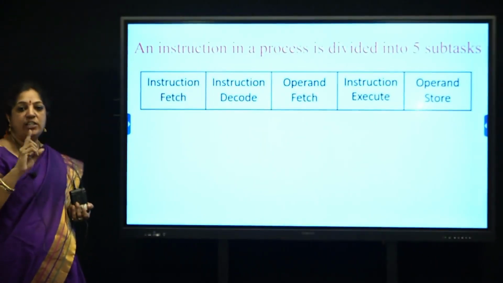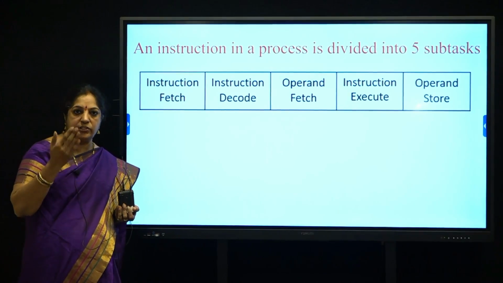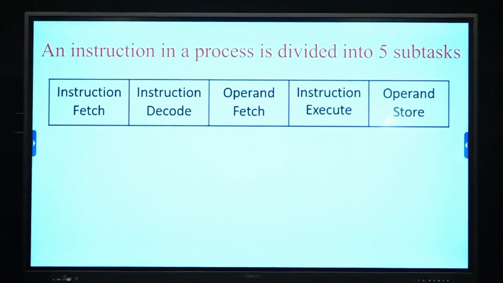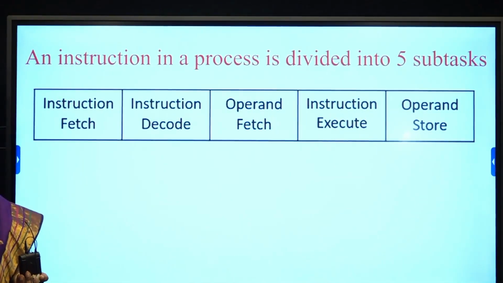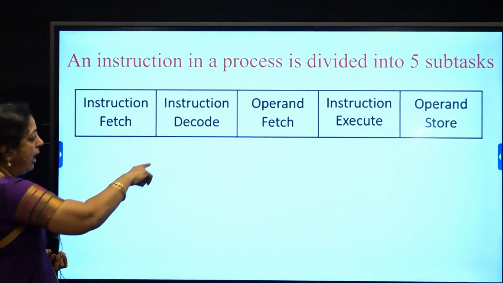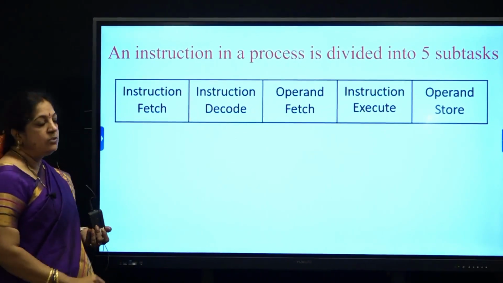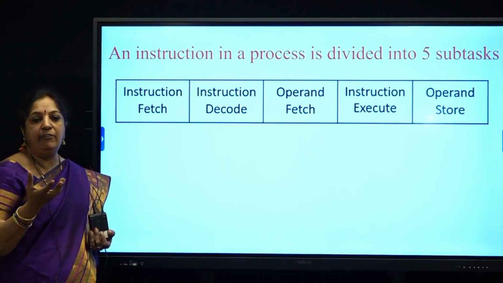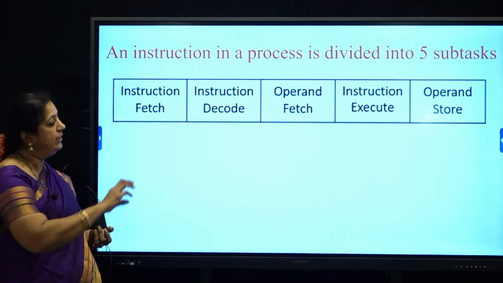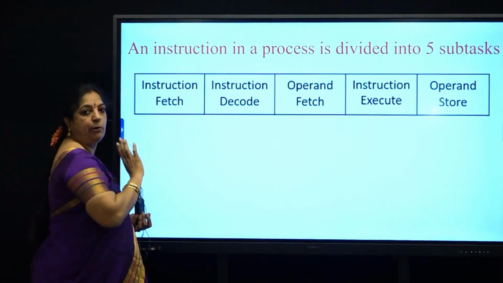First one, fetching of the instruction, because in the previous chapter we have studied how an instruction is executed. First step is fetching the instruction. Second step, once we have fetched the instruction, we have to decode it. After decoding, whatever operands are in that instruction, we have to fetch those operands. Next, we have execution of the instruction. Once the execution is over, we have the output, and we have to store that output in the operand where we want it. These are the 5 parts or 5 subtasks into which a particular process is divided.